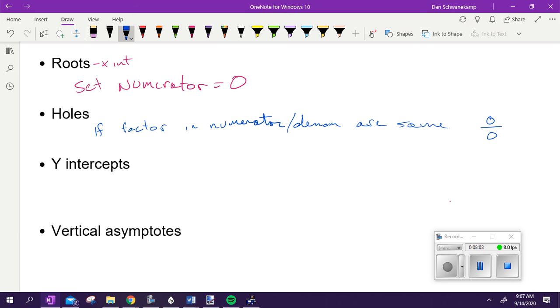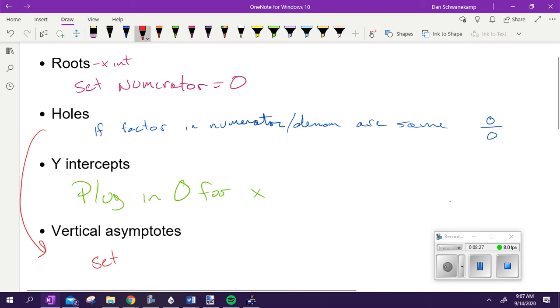Sophia, how do I find y-intercepts? Plug in 0 for x. That one's always the one that kind of creeps up on us. We know it, but it just looks weird. Plug in 0 for x. And then vertical asymptotes. Abby, how do I find vertical asymptotes? Yep, obviously, again, after we find the holes, then we can set the denominator equal to 0 and solve. That's going to find us vertical asymptotes. Good on the first 4.